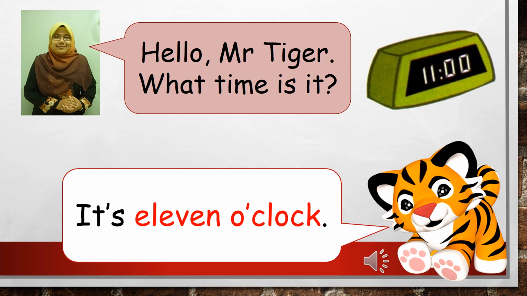Okay, children. This is a digital clock. Let's ask Mr. Tiger. Hello, Mr. Tiger. What time is it? Repeat after me, class. Hello, Mr. Tiger. What time is it? It's 11 o'clock. Repeat after me, class. It's 11 o'clock.